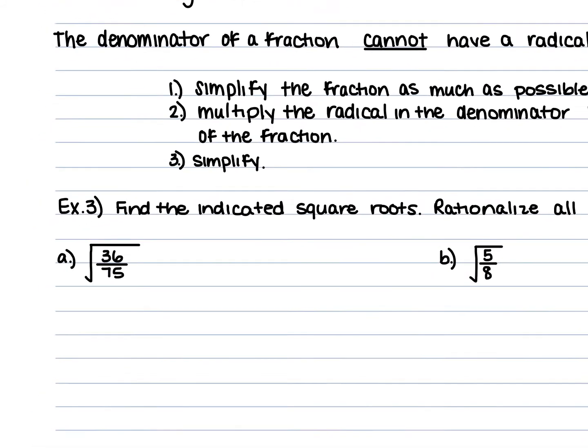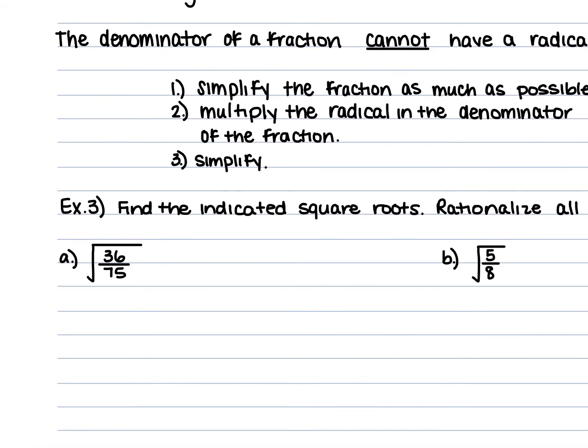If we look at example A, we have the square root of 36 over 75. This is the same thing as saying the square root of 36 over the square root of 75. The 36 is 6 times 6, so that simplifies. The 75 is 3 times 25. 25 is 5 times 5. So those 5's pair up, you have that 3 left over. So this is going to give us 6 over 5 square root 3.